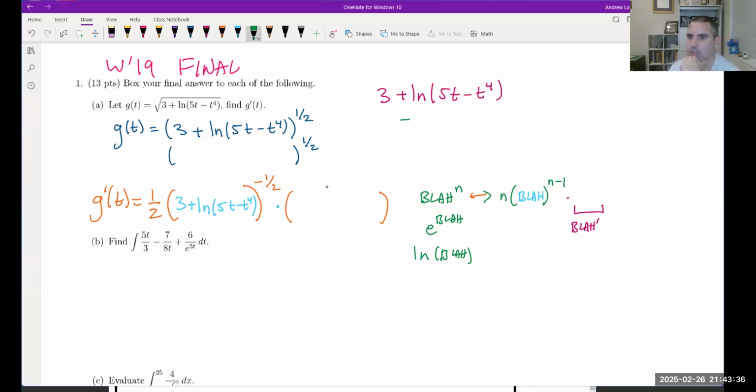Well, it's got two different things separated by a plus. But the derivative of 3 is 0. So that's not so bad. So it's 0 plus, and now we're down to this. The same sort of thing, product, quotient, or chain. It's not a product, it's not a quotient. It's the log of blah.